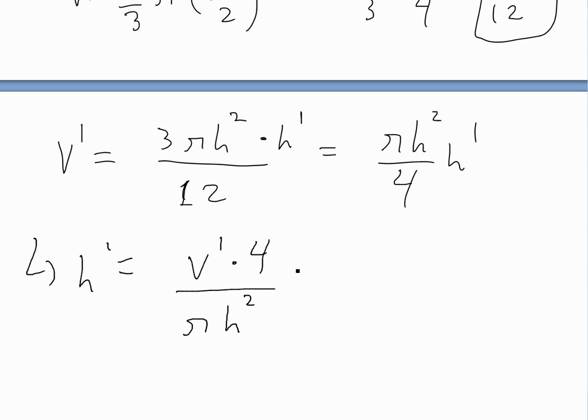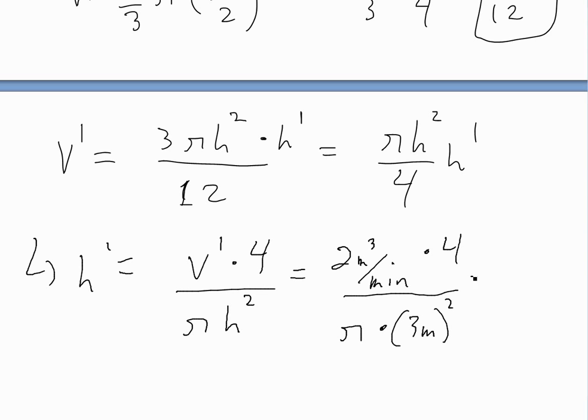Now we just plug in the values. We know V prime is 2 meters cubed per minute, and h is 3. So we get 2 meters cubed per minute times 4, divided by pi times 3 meters squared. This one is just 9, and the numerator is 8, so we have 8 over 9 pi meters per minute.